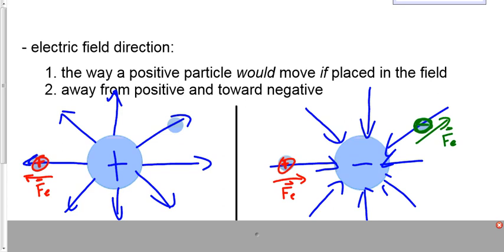Now, that's opposite to the field, right? Wait a second, doesn't that contradict this? No, this definition says it's the way that a positive would move if placed in the field, not the way that a negative would move if placed in the field. Same thing over here. The electric force here would be inward. The field is still outward because the field is the way that a positive would move if placed in the field. Negatives always experience a force against the field. Positives always experience a force with the field.